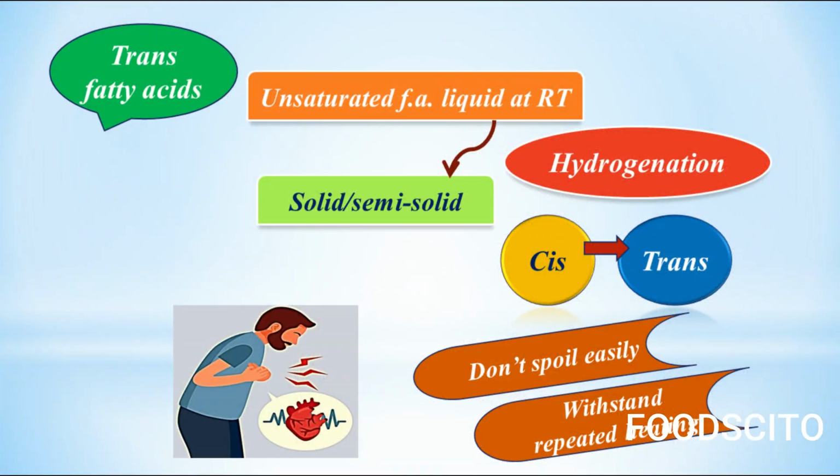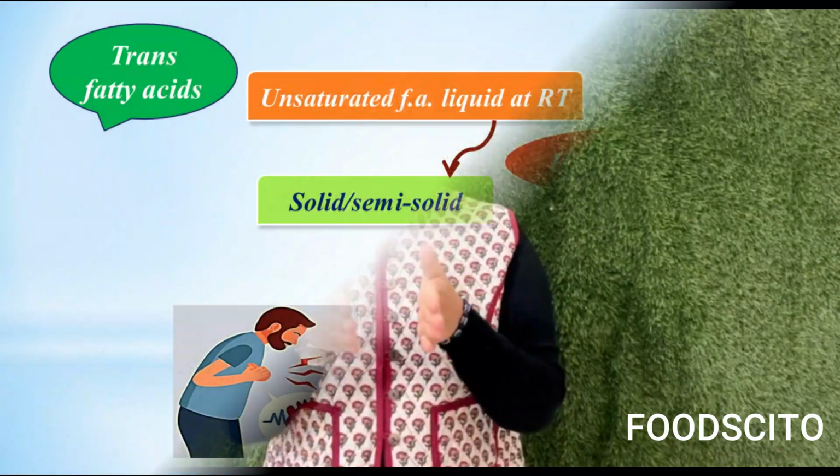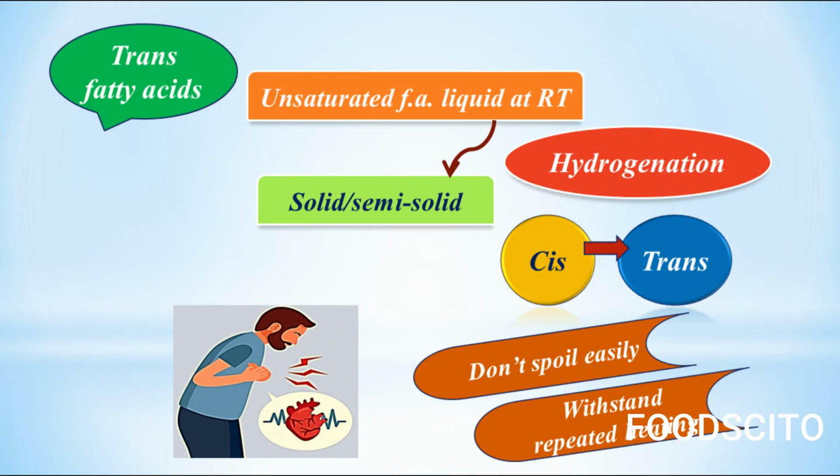In the process of partial hydrogenation, the chemical structure of natural fatty acids, that is their cis configuration, is converted into unnatural trans configuration. Now, what is the need of this cis to trans configuration? If you think of the processing point of view, these trans fatty acids do not get spoiled easily, and also they withstand repeated heating process.